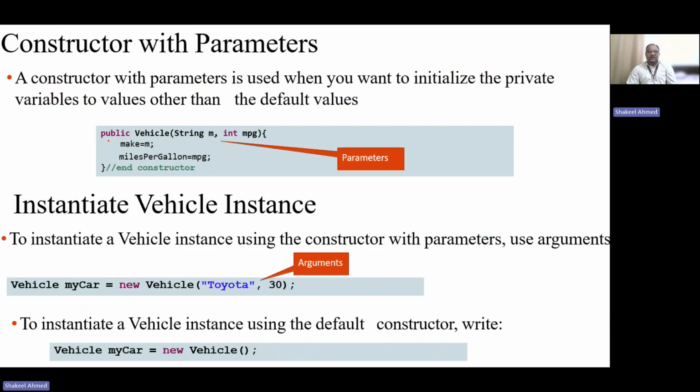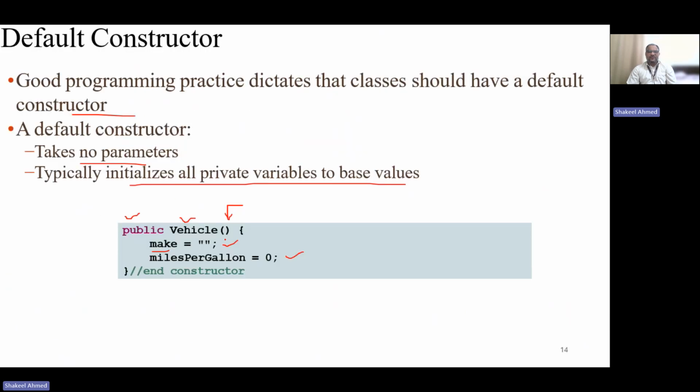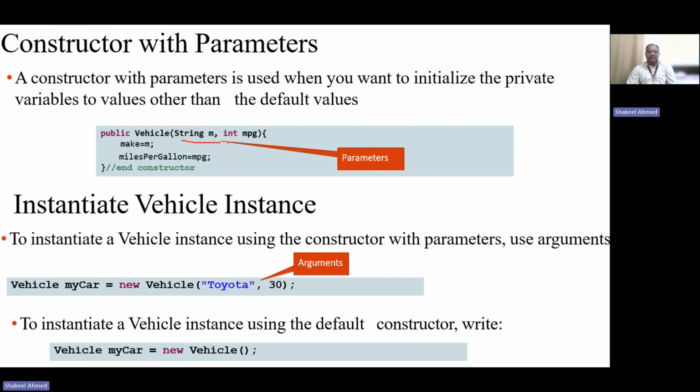Now we can see here that the previous one is Vehicle without parameters, but here I am having one with two parameters, a string and an integer. So now whatever the make that you have in the class, you are making it equal to m, and miles per gallon, you are making it equal to mpg. So when you create an instance in the main program, you can give a string value and then an integer value. So this constructor will be called.